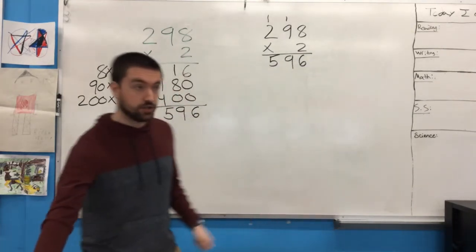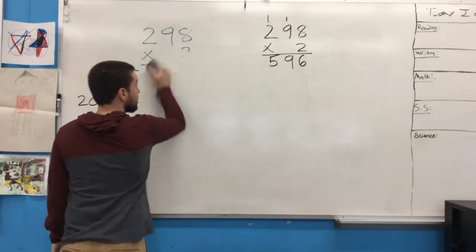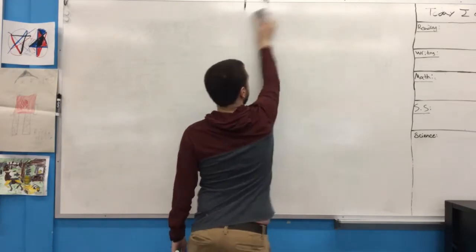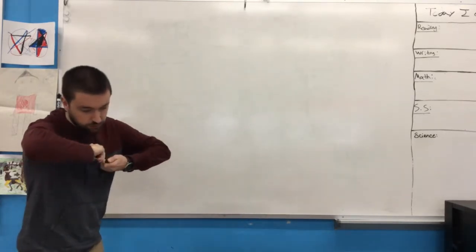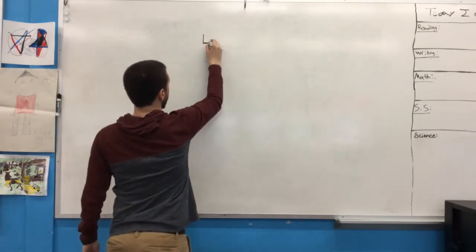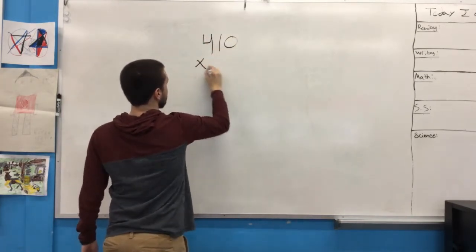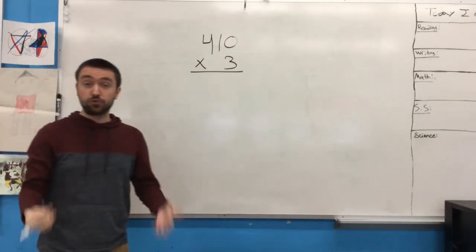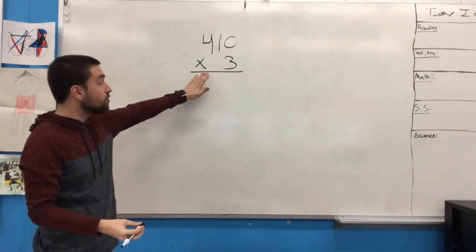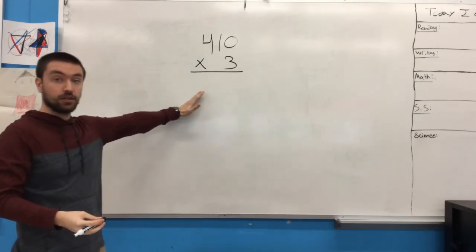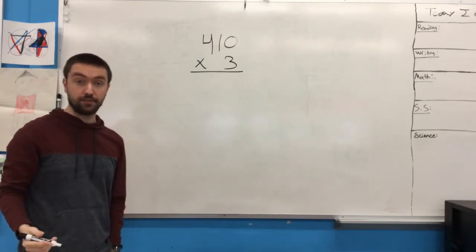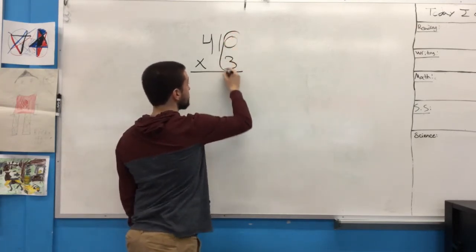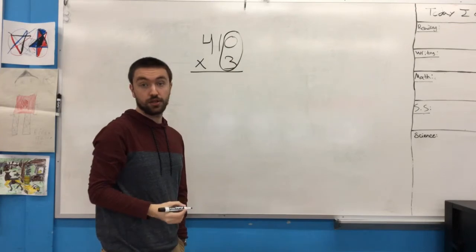For this last example question, we are going to be looking at just the standard algorithm. So let's take a look here. 410 times 3. Now, just like when we add, just like when we subtract, we want to start on the right and make our way to the left, one place value at a time. Starting with 3 times 0. This is our first step.